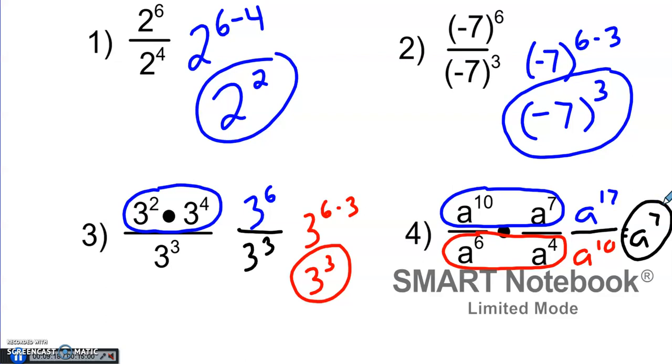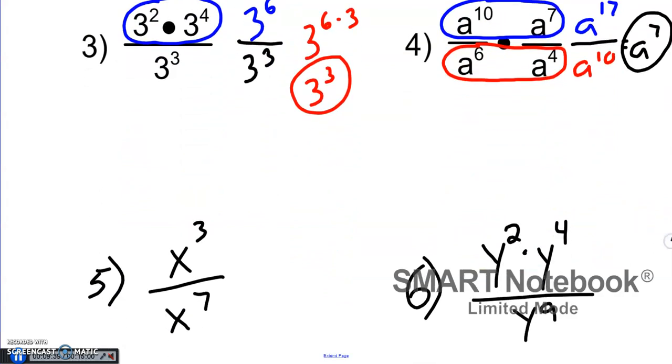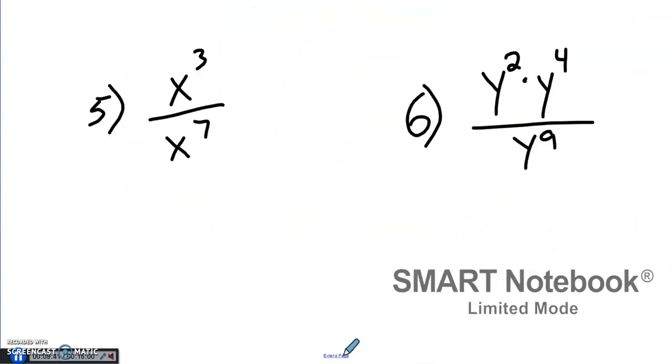So these are 4 examples where we have the bigger exponent in the numerator. For number 1, 6 is bigger than 4. Number 2, 6 is bigger than 3. Number 3, 6 is bigger than 3. Number 4, 17 is bigger than 10. But what happens if we have these 2 examples where we have bigger exponents in the denominator?